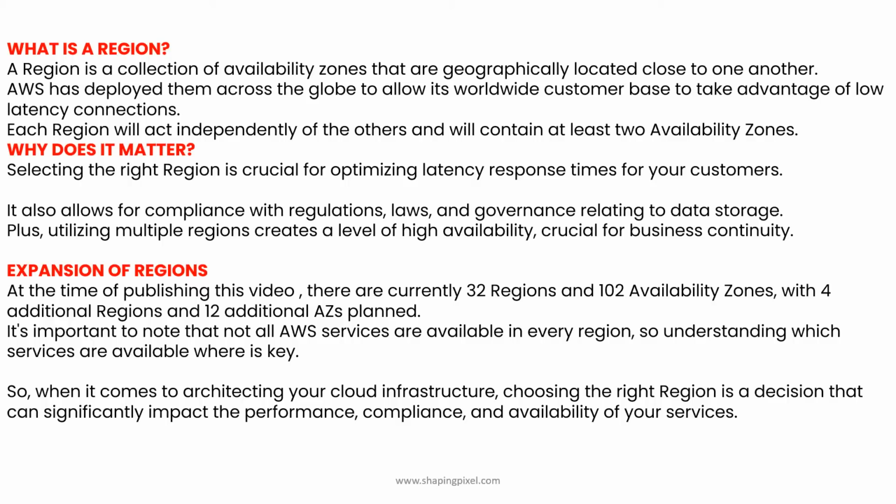At the time of publishing this video, there are currently 32 regions and 102 availability zones, with 4 additional regions and 12 additional AZs planned. It's important to note that not all AWS services are available in every region, so understanding which services are available where is key. So when it comes to architecting your cloud infrastructure, choosing the right region is a decision that can significantly impact the performance, compliance, and availability of your services.